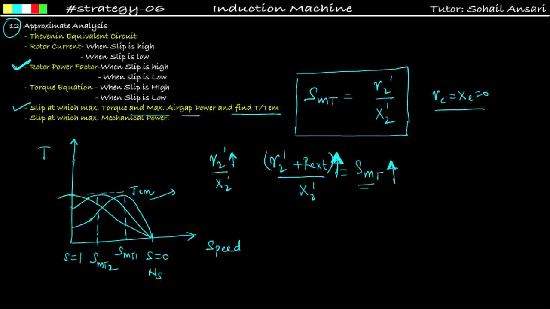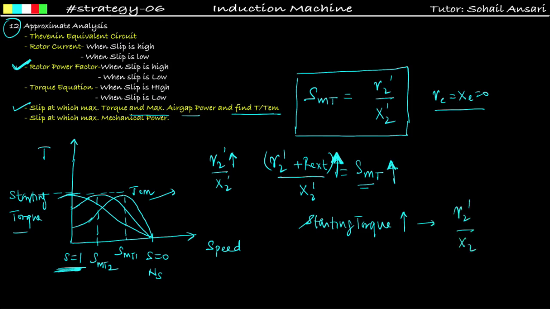So I can put in rotor resistance such that the slip at which the torque will be maximum will be the starting point only. So I can increase the starting torque by attaching external resistance to the rotor. So in order to increase the starting torque, what do we do? We increase the rotor resistance. To increase the starting torque, we have to increase the rotor resistance up to the extent that the slip at which the maximum torque will occur is equal to 1. Are you getting these things?